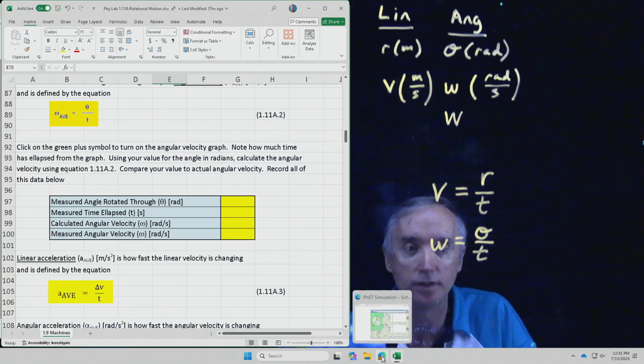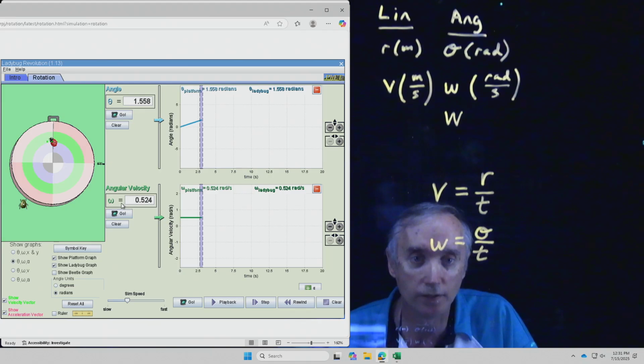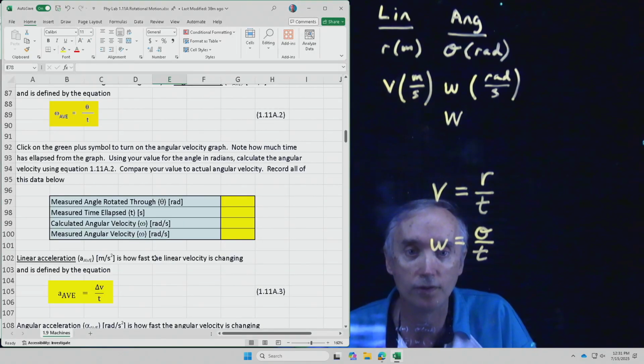So if we go back to here, it's telling you what omega is. So that's this number. So you're going to compare the number that you calculated with this number right here, and then you're going to put that in here.